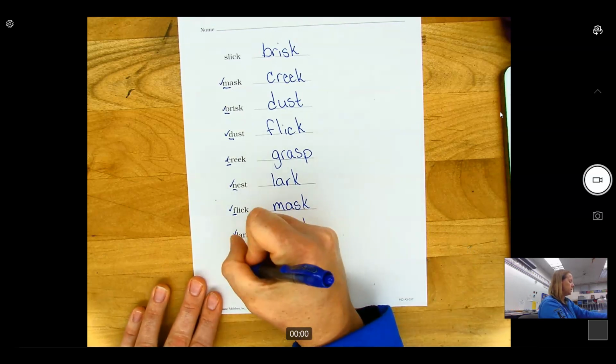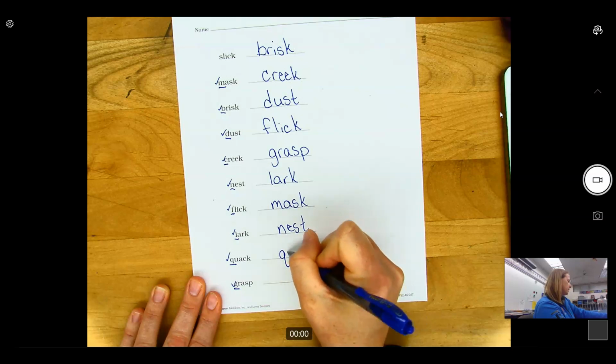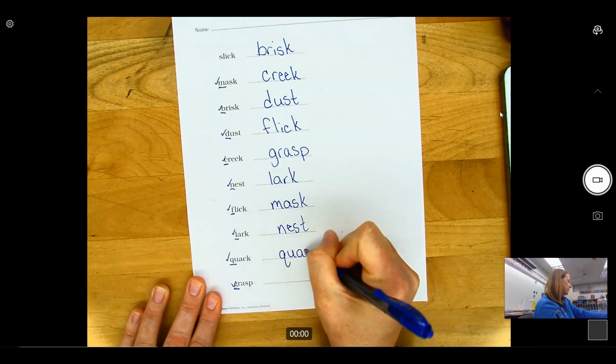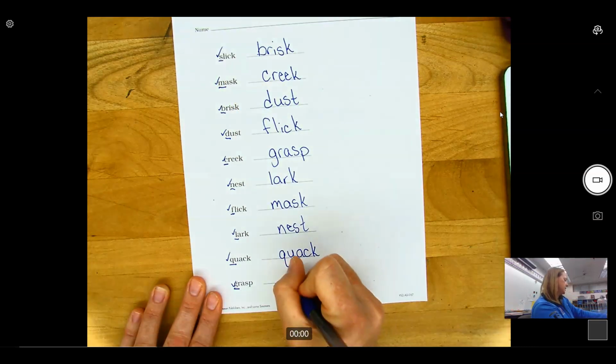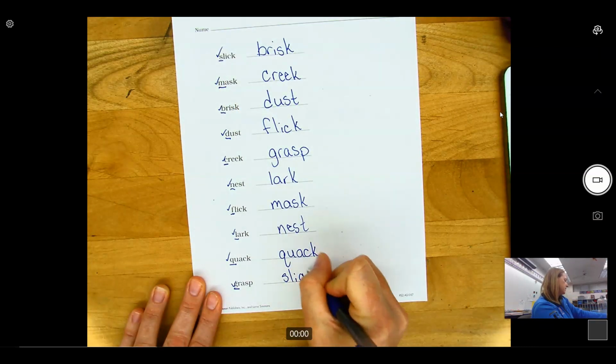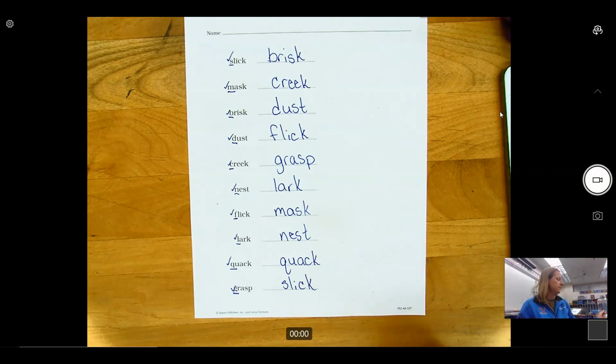M, N, O, P, Q, here's a Q, quack, and S, slip. Okay, if you need to pause the video, go ahead and pause the video to catch up.